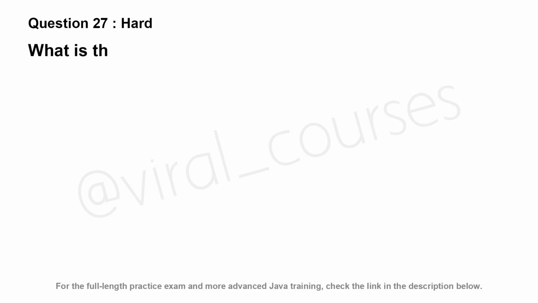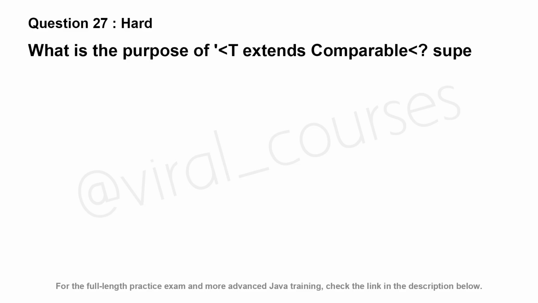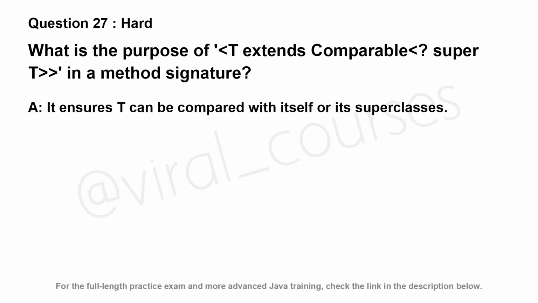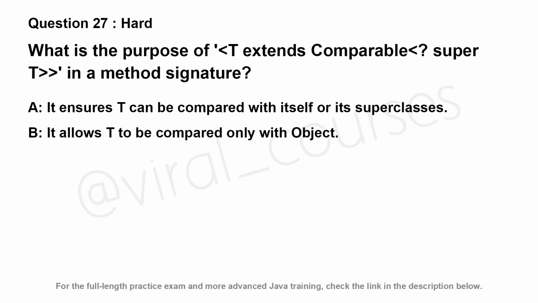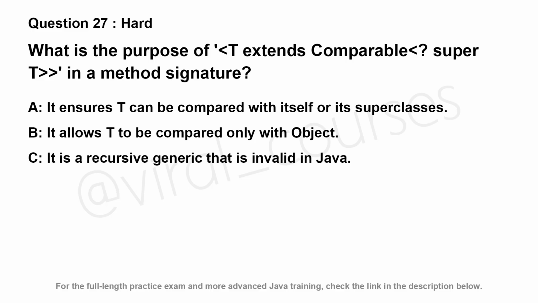What is the purpose of <T extends Comparable<? super T>> in a method signature? Option A. It ensures T can be compared with itself or its superclasses. Option B. It allows T to be compared only with Object. Option C. It is a recursive generic that is invalid in Java. Option D. It forces T to be a primitive type.